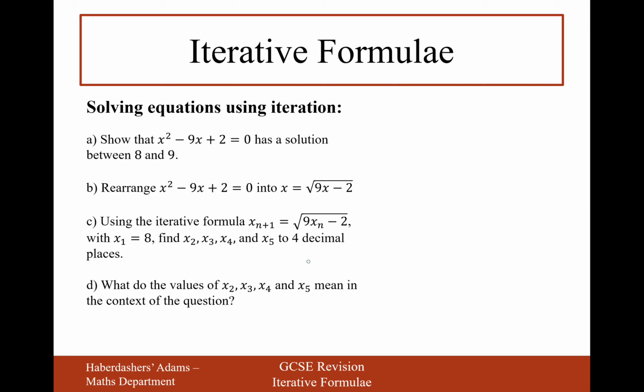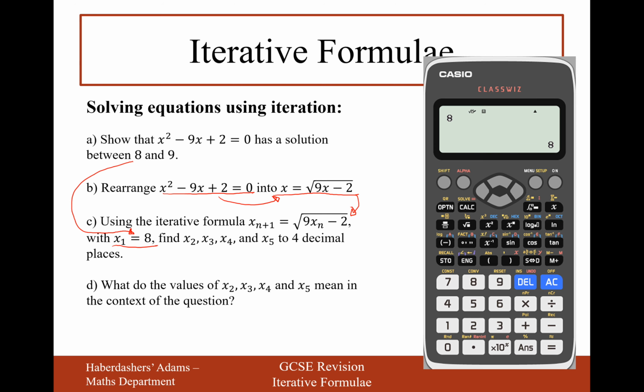Moving on to part C now. Use the iterative formula x n plus 1 equals the square root of 9x n minus 2. So you can see here that we've used the formula that this one has rearranged into, and now this one is the iterative formula. We're going to start with x equals 8, because 8 is near where we have a solution. So we're going to use the iterative formula, a rearrangement of the original equation, starting at a value that we know x has a solution in between. So type 8 into your calculator to start with. That's going to be our value for x1.